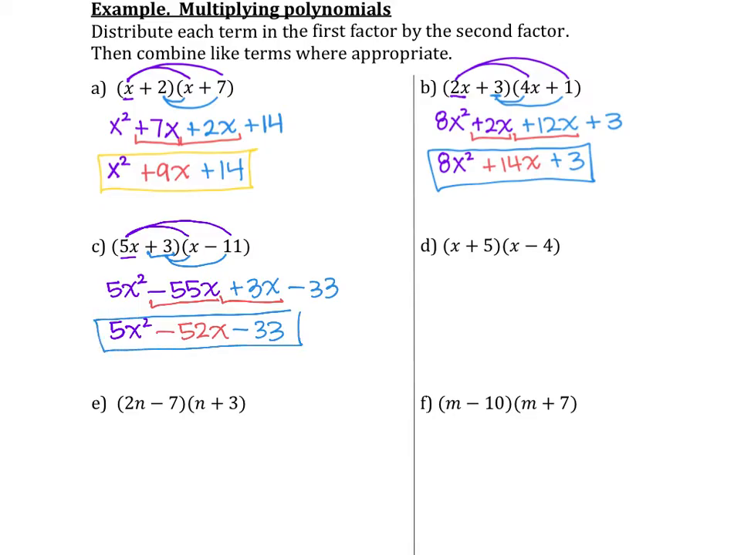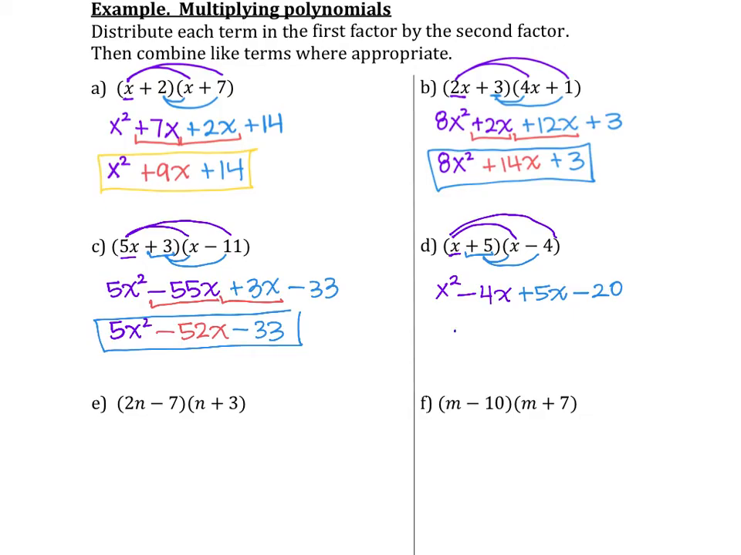Okay, so for D, x plus 5 times x minus 4. I'm going to start with the first term in the first binomial and distribute that to the second one. X times x is x to the second. X times minus 4 is minus 4x. Now I'm going to check for the next term. Now I have a positive 5, so 5 times x, positive 5x, minus 5 times 4, 20.